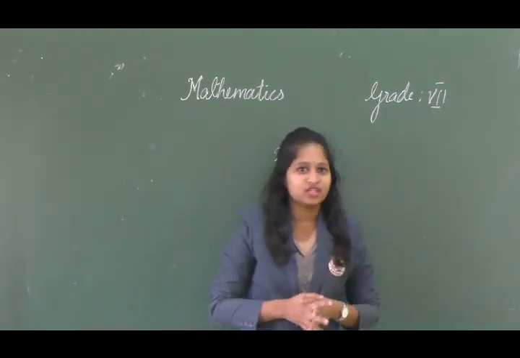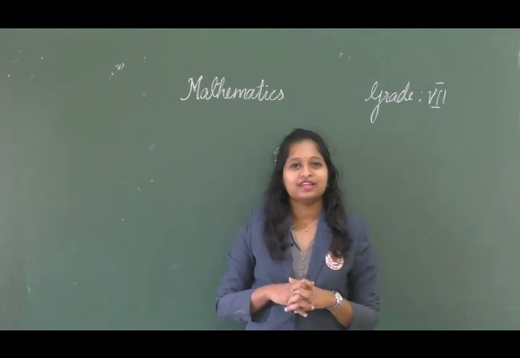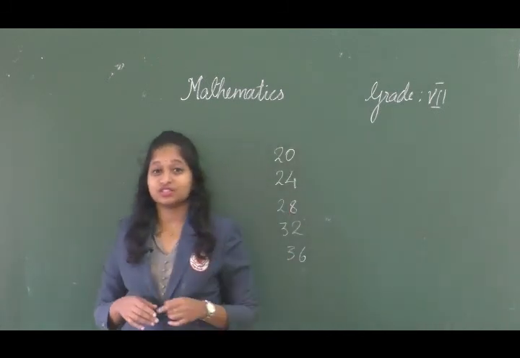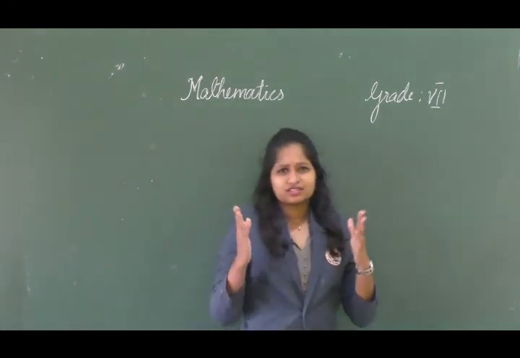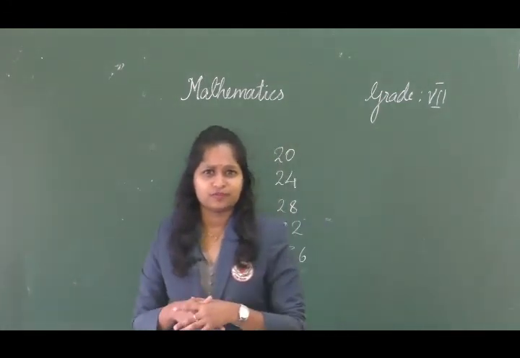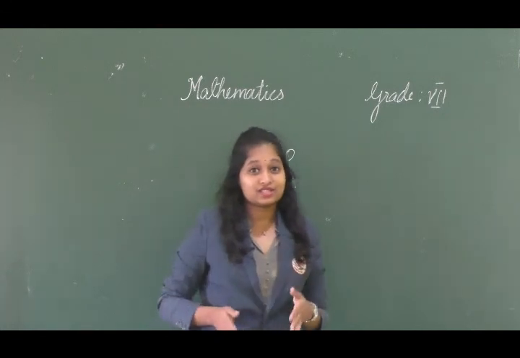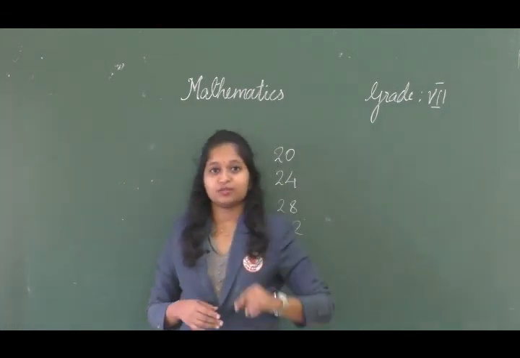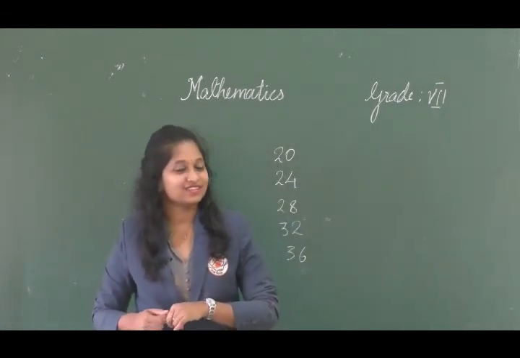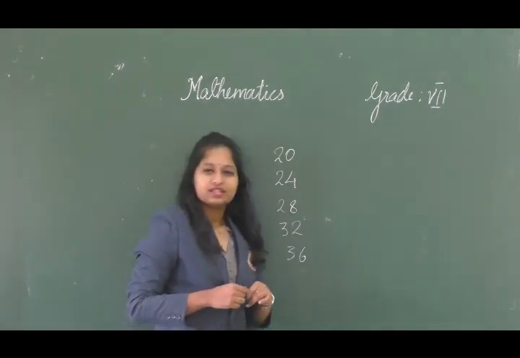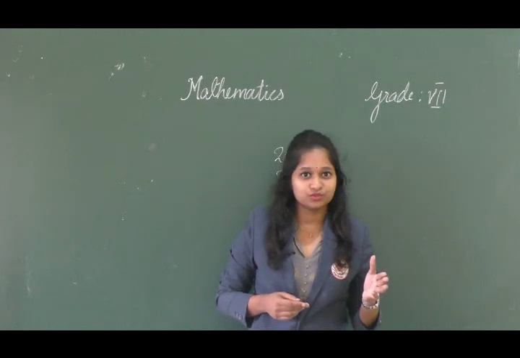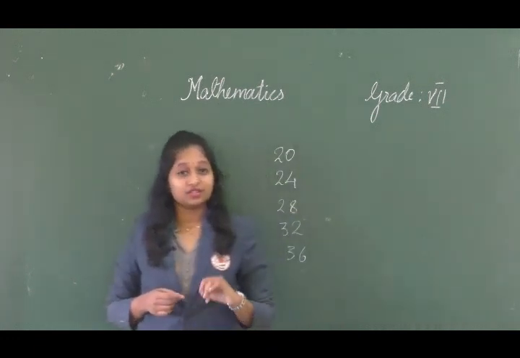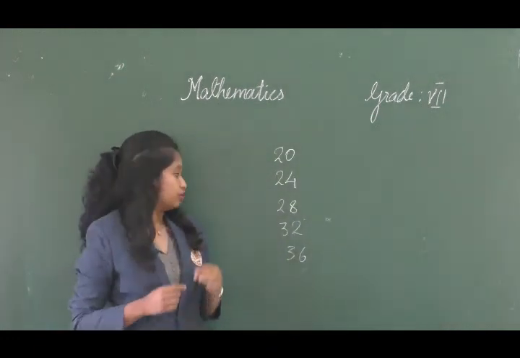Some of you got 36, isn't it? That means you thought number 5. Some got 24, isn't it? That means you thought number 2. Am I right? Some over there got 32. That means you thought number 4.